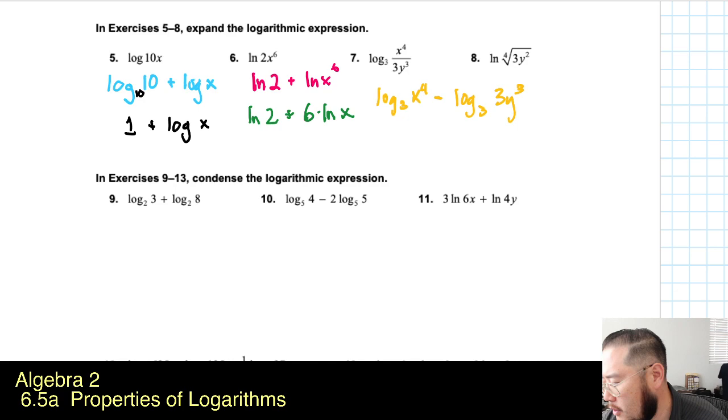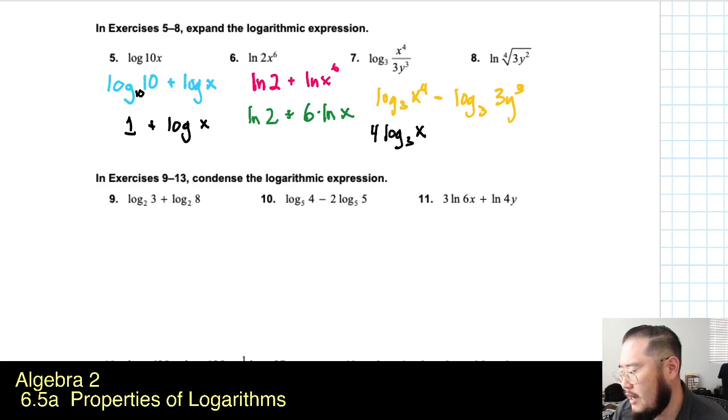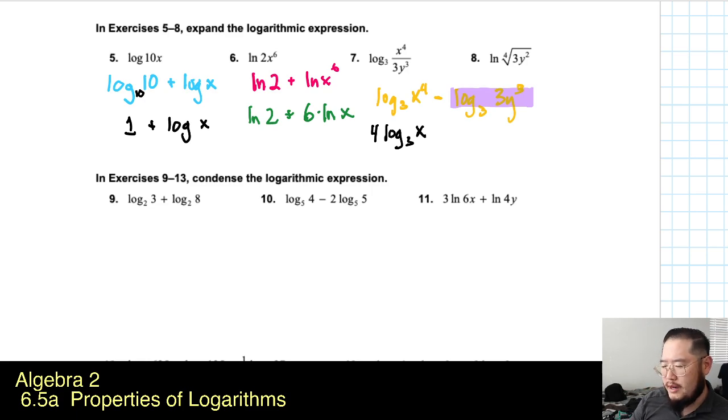With the first part, log base 3 of x to the fourth, let's go ahead and use our power property. I'll put the 4 in front, and then 4 times log base 3 of x. Now, if we look carefully right here with the second part of our expression, we've got log base 3, and then we have 3 times y to the third. Okay? And so there's some more steps right here that we could take to this problem.